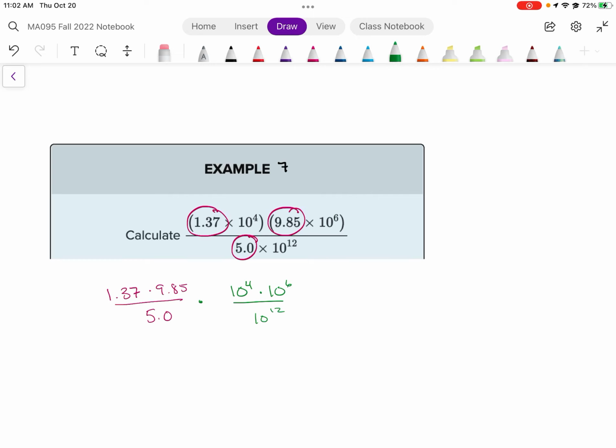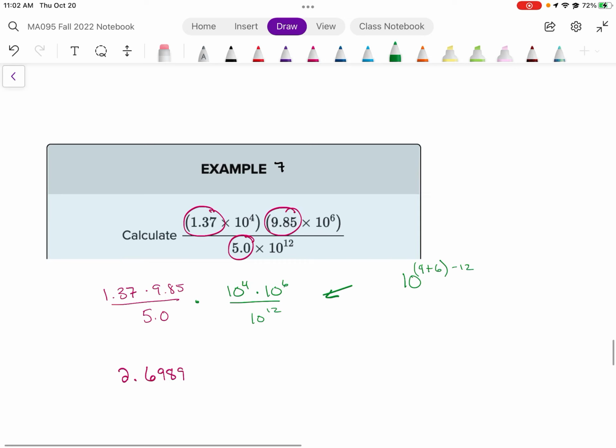All right, so in the pink, I get 2.6989. And in the green, we might need to do a little work here. So we've got 10 to the 4 plus 6, that's the top. And now we can do this all in one step and say minus 12. 4 plus 6 is the top, and then we subtract the bottom, so that's the product rule and the quotient rule combined together. If you're not good at that yet, practice. 10 minus 12 is 10 to the minus 2. So I get times 10 to the minus 2. And that's my final answer.